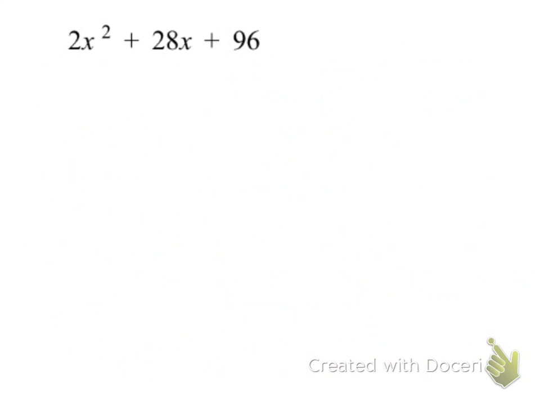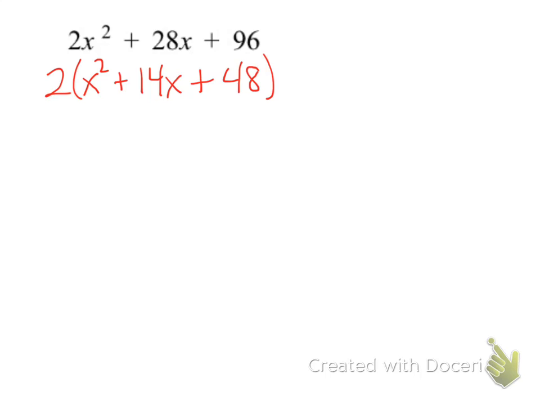And so now let's go through these steps. If we have 2x squared plus 28x plus 96, the first step is to see if there's a GCF. Well, they're all even, so we can factor out a 2. And so then what's left? So 2 times what would give me 2x squared? Well, that's just going to be the x squared. And then 2 times what would give me 28x? Well, that would be 14x.